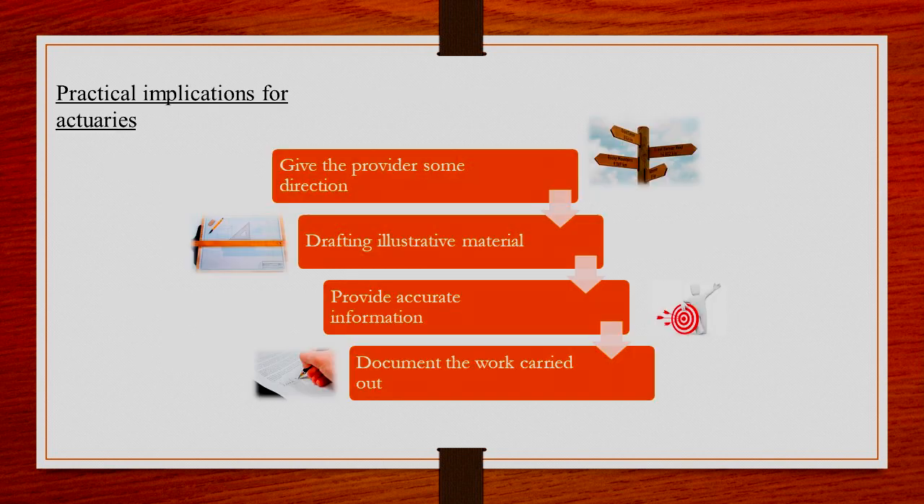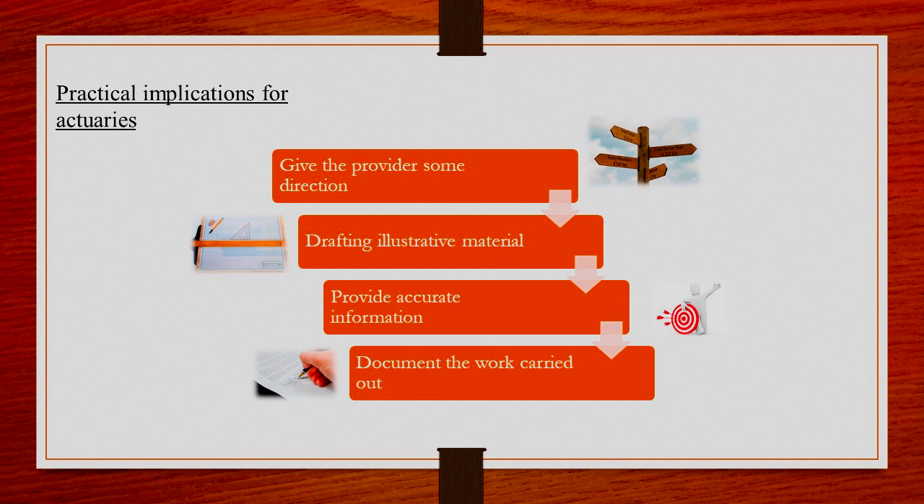Practical implications for actuaries. There are 4 practical implications for actuaries. The first one, give the provider some direction, which is important to avoid the insured from getting a big loss. Other than that, drafting illustrative material is also one of their practical tasks, which can point out the direction for the insured. Next, provide accurate information. This is important as it can be used to provide a better predicted outcome. Lastly, document the work carried out.